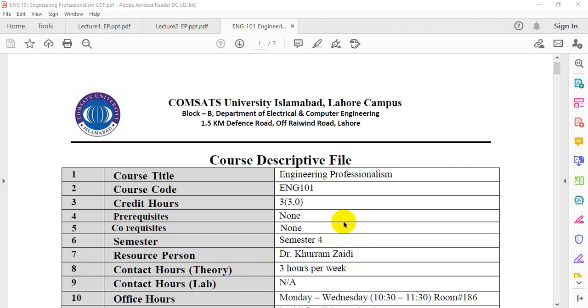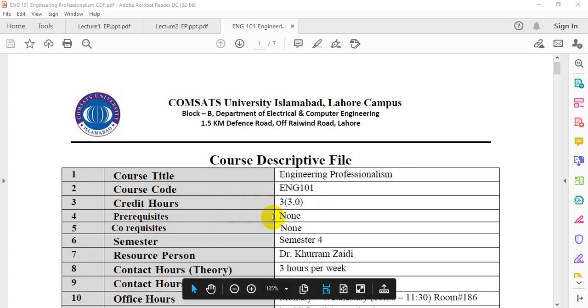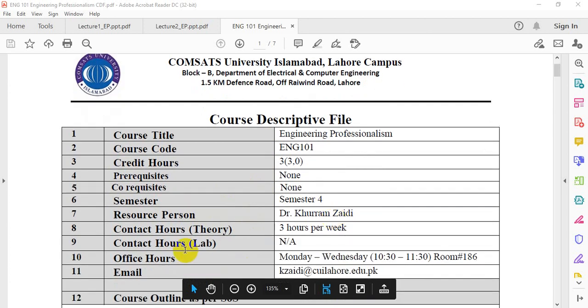This is a core engineering course. That's why the course code is ENG 101. Although it is a basic level course, it is still a core engineering course. It is a 3 credit hour course. There are no prereqs or co-reqs of this course. It is taught in semester 4.